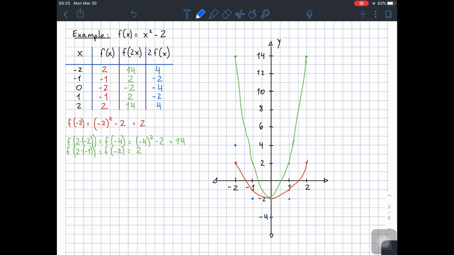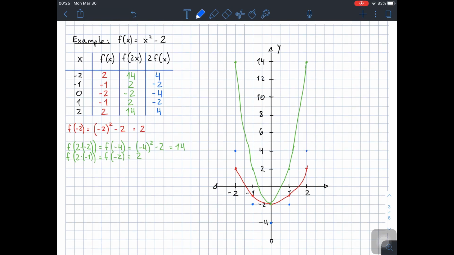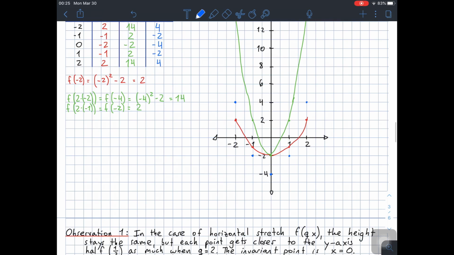So if we join these points by hand, we're gonna get kind of this function, okay? So in this case, let me check this.